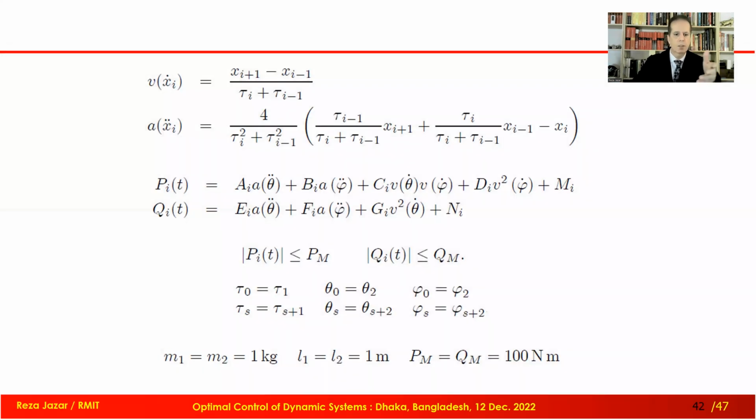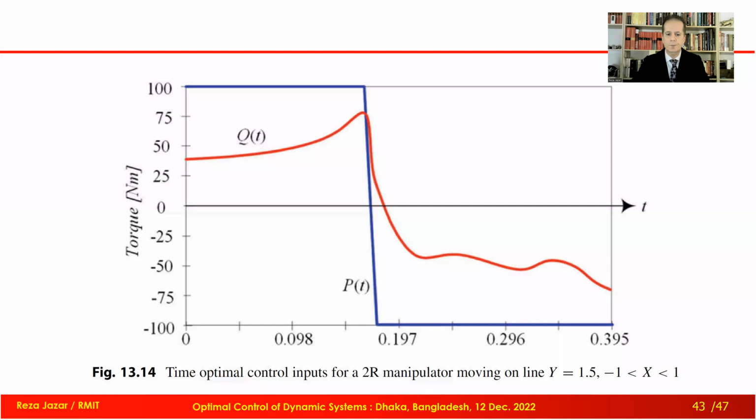Again, as I said, velocity and acceleration are substituted here, and some limits. Let's solve the problem for M1, M2 equal to 1 kilogram, L1, L2 equal to 1 meter, and the maximum limit of P and Q, both of them 100 Newton meters. And this is the solution for that straight path.